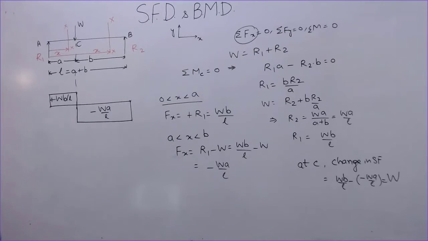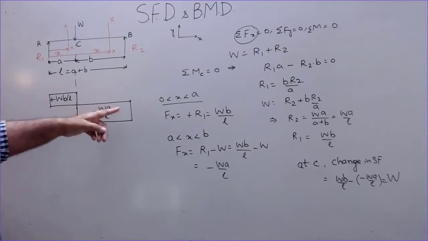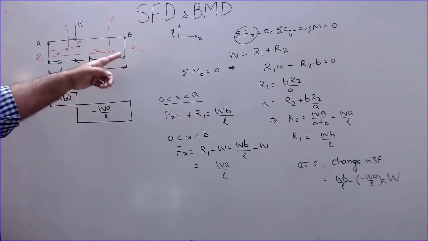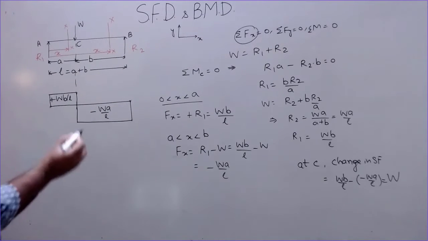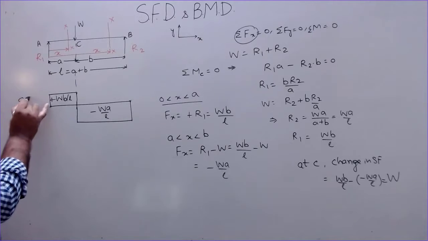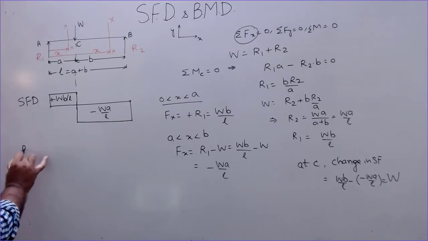Now the shear force at end A is equal to the reaction we have found, which is R1, and at the other end it is equal to the reaction R2. Now let us draw the bending moment diagram. This is the shear force diagram. Now the BMD.